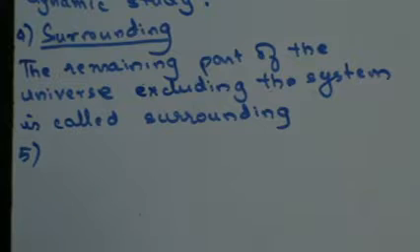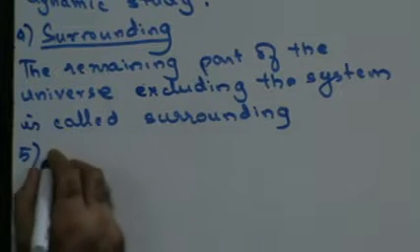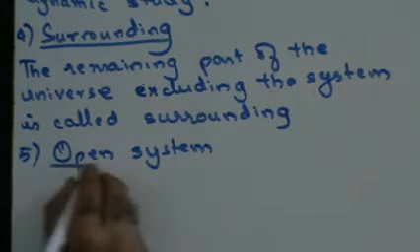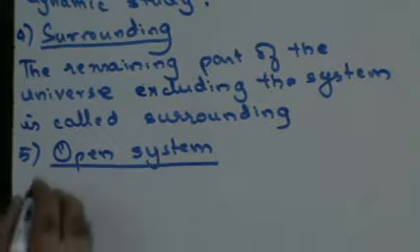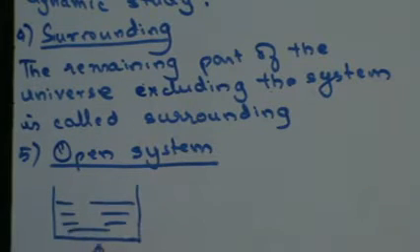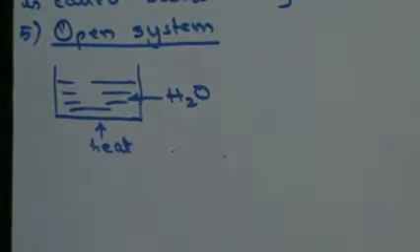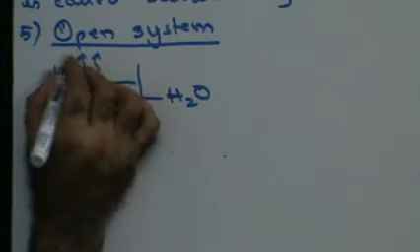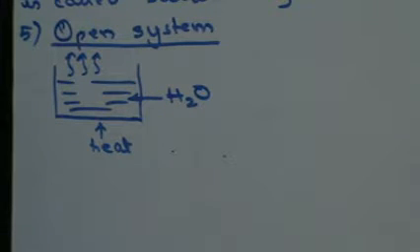Now let's see the different types of system. One, you have the open system. What do we understand by open system? I have a beaker with water and I heat the water. As I heat it, some water evaporates and some heat is exchanged with the surrounding. Some matter is also exchanged with the surrounding, because water converting into water vapor means some matter is exchanged.